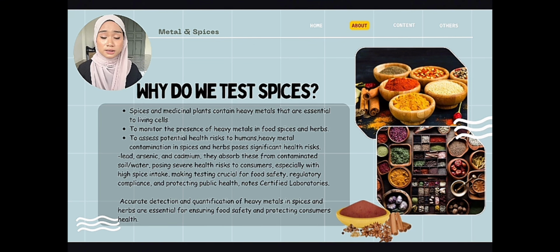The last one is to assess potential health risk to humans. Heavy metal contamination in spice and herbs poses significant health risks, such as lead, arsenic, and cadmium absorbed from contaminated soil or water, posing health risks to consumers, especially with high spice intake, making testing crucial for food safety, regulatory compliance, and protecting public health, not certified laboratories.